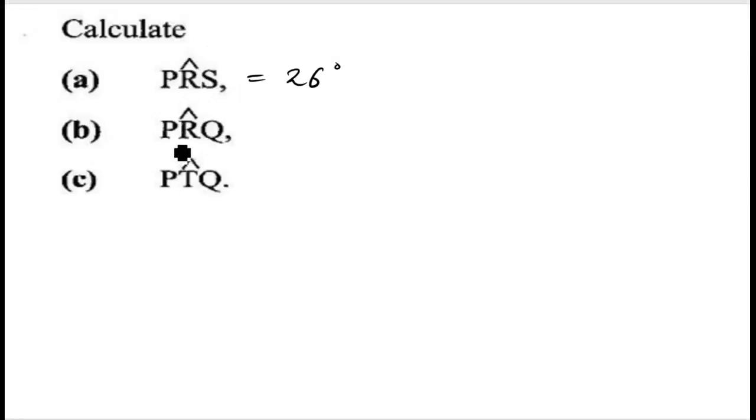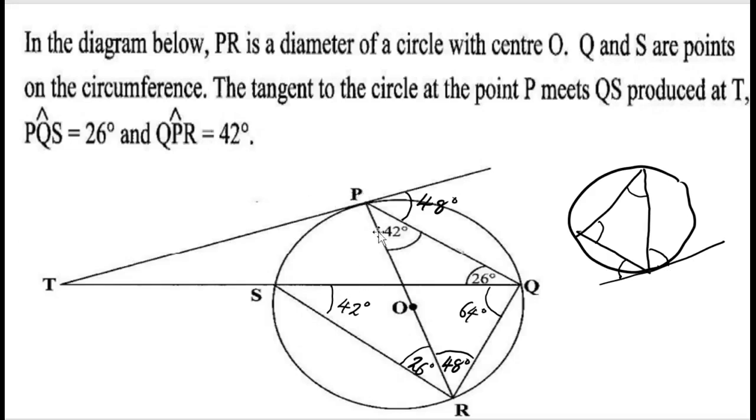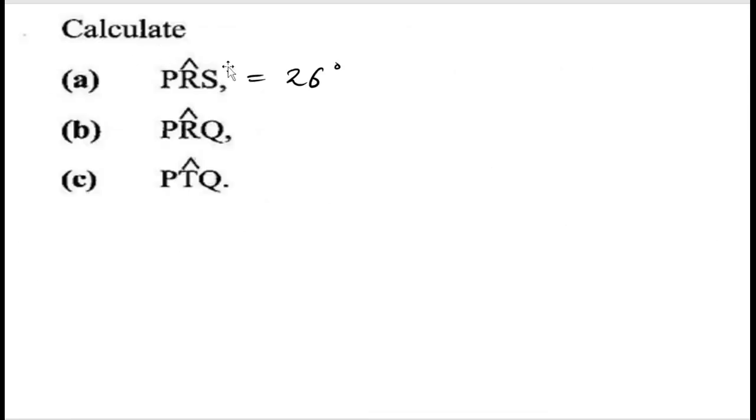We come to angle PRQ. PRQ is 48 because we found it by adding this plus this minus 180. So this angle is 48. So PRQ is 48. So these are simple things. PRQ is equal to 48 degrees.